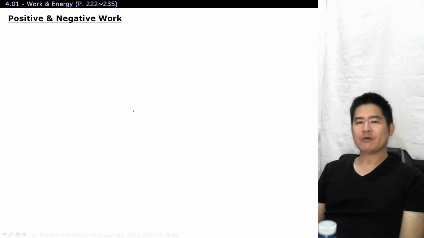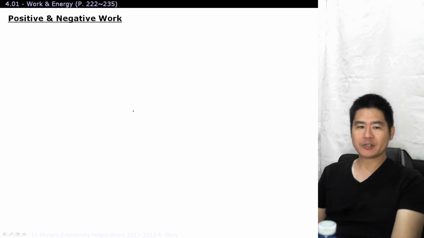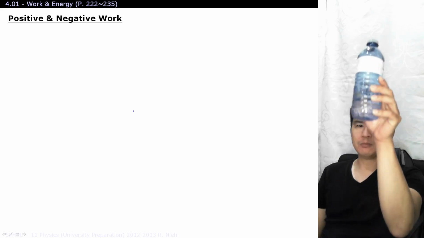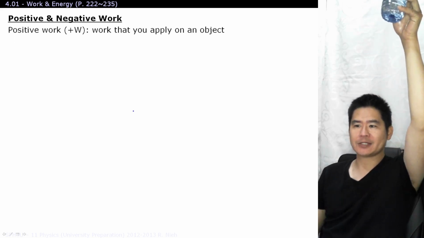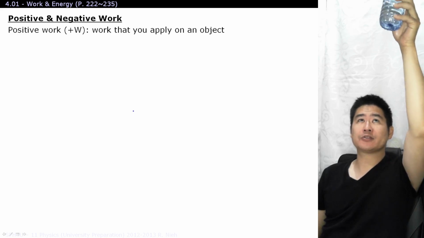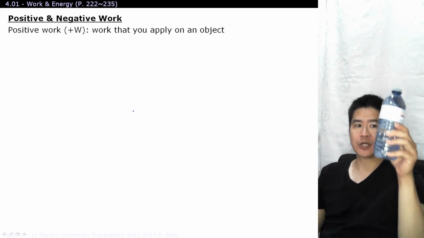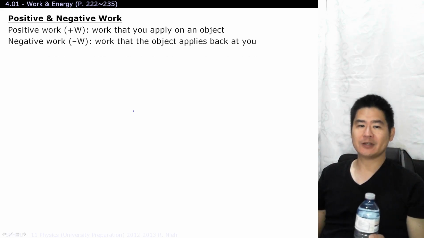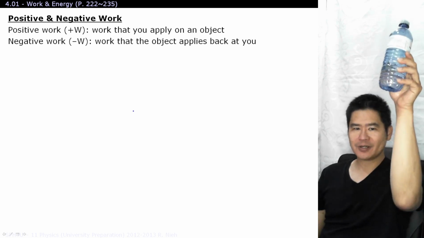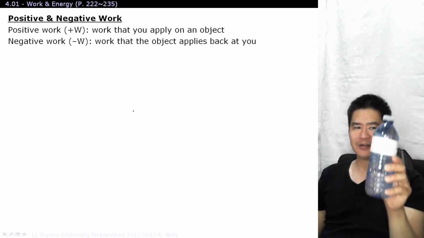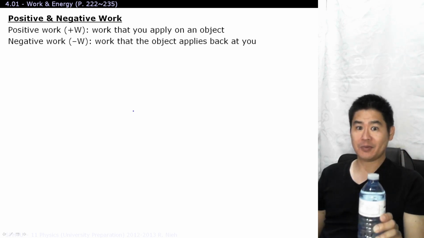All right. However, there is such thing as positive and negative work. And by definition, positive work is when you apply a force and it moves in the same direction that you apply it at. On the other hand, if I'm too weak to hold on to this water bottle and it starts coming downwards, I'm still pushing upwards, but the direction is in the opposite direction. So now I am performing negative work. So positive work, negative work.